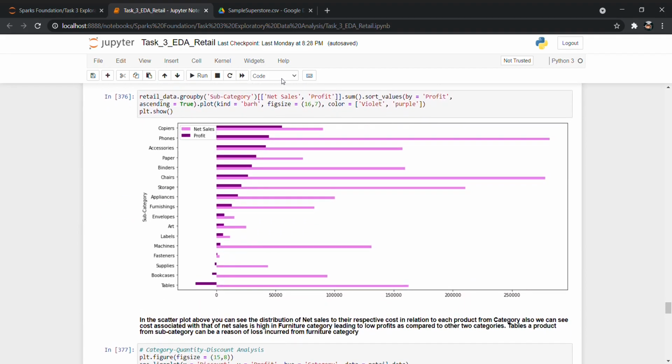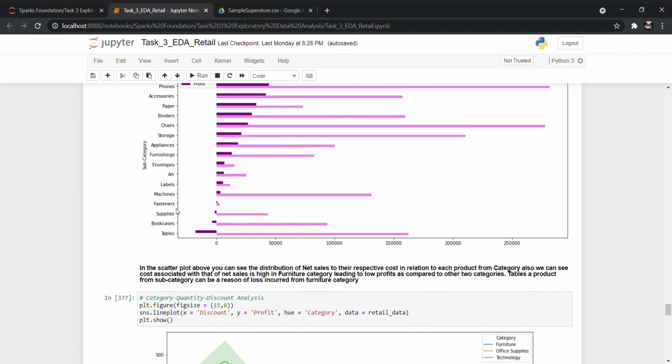Then I have plotted a bar graph in which I have obtained the net sales and profit values of subcategories, or you can say each particular product, where you can see the copiers and phones and accessories are making good profit with proper sales, whereas products such as supplies, bookcases, and tables are making a loss. So more focus should be given to these three.